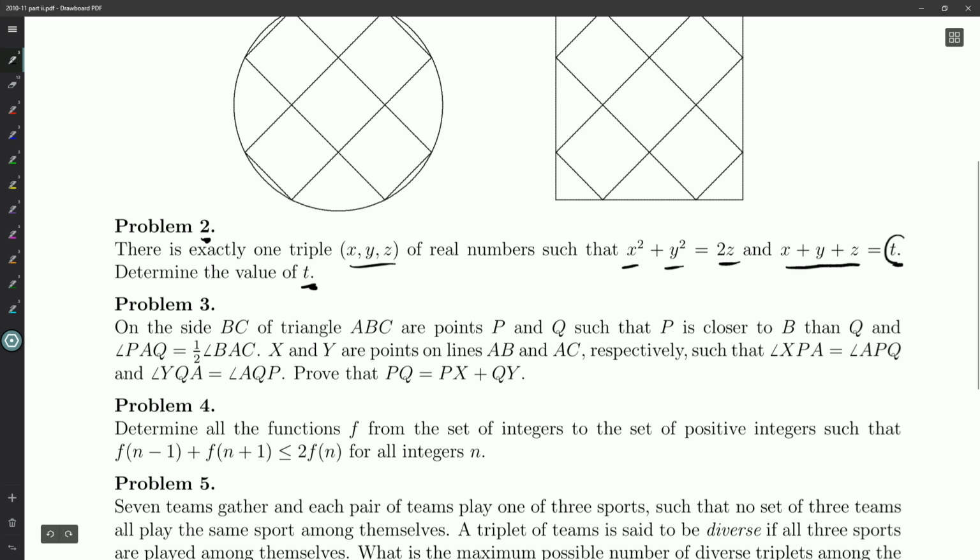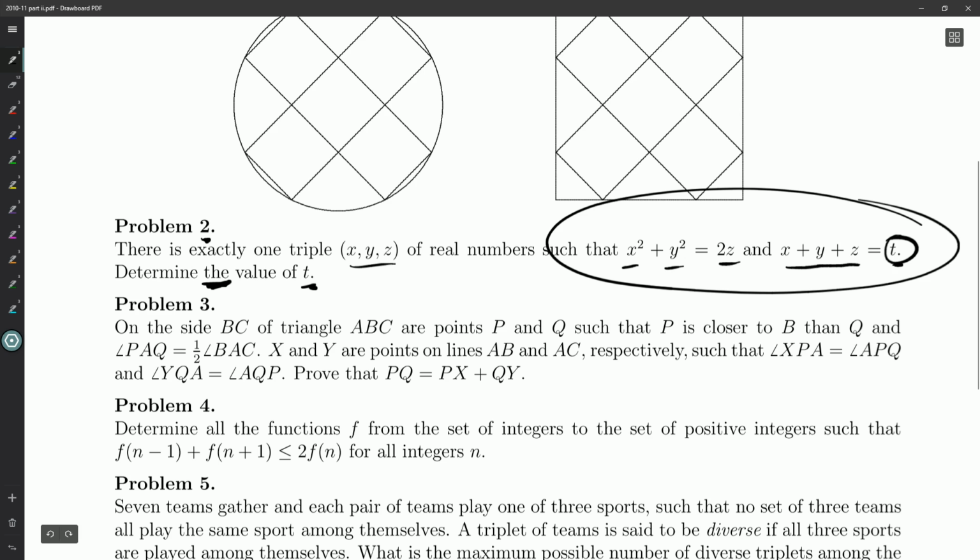So there is a value of t. They say "the", the definite article, which means there's really only one. There's a single value of t that we should be able to get so that there's only one solution to these two equations at the same time.